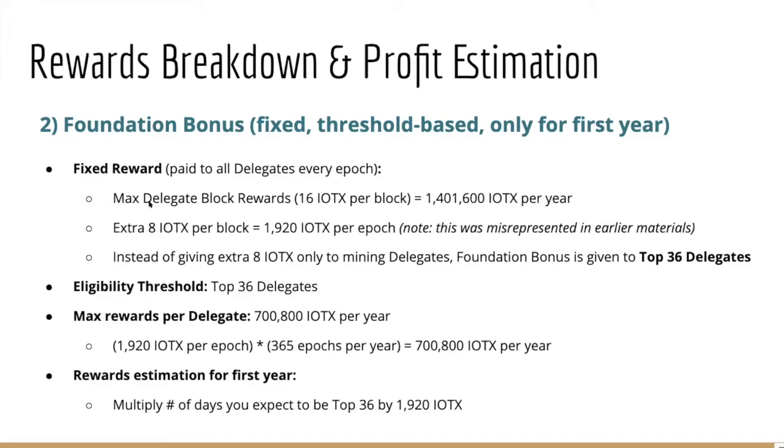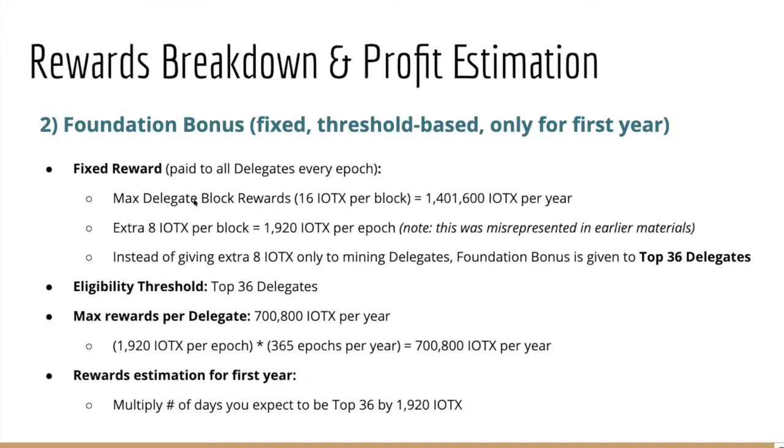The way we came up with the maximum, and this is something we wanted to mention, was kind of misrepresented in earlier materials. The intention of this reward was always to give 8 extra IoTeX per block to the delegates that were mining. Originally we only had this set to whoever was mining, but we decided to open this up to all of the top 36 delegates. To make this clear, the 8 extra IoTeX per block would equate to around 700,000 IoTeX per year.